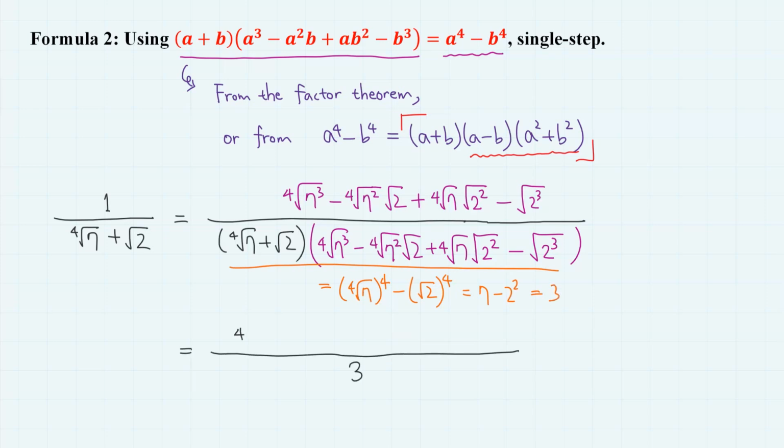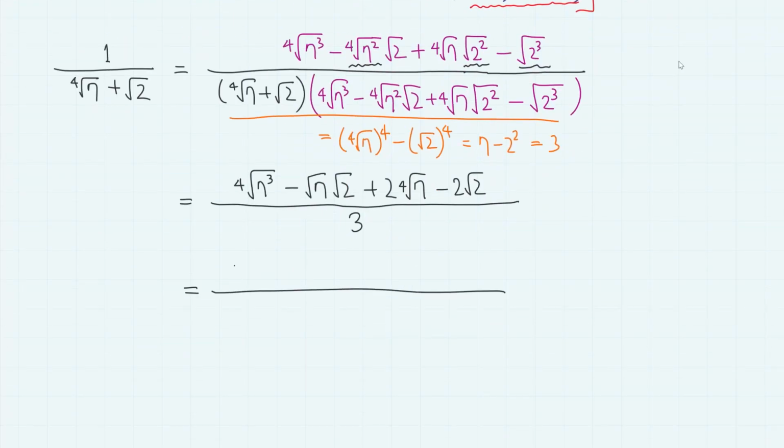And on the numerator, 4th root of 7 cubed and 4th root of 7 squared equals square root of 7, and square root of 2 squared equals 2, and square root of 2 cubed equals 2 square root of 2. So we have 4th root of 343 minus square root of 14 plus 2 4th root of 7 minus 2 square root of 2 over 3.